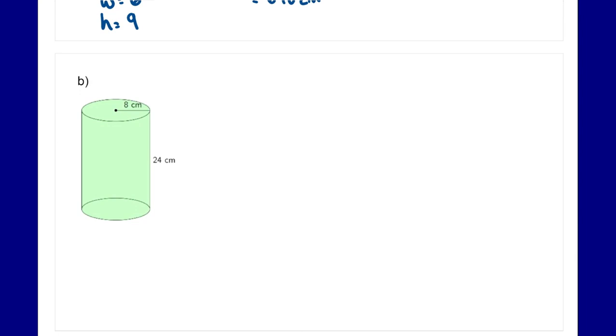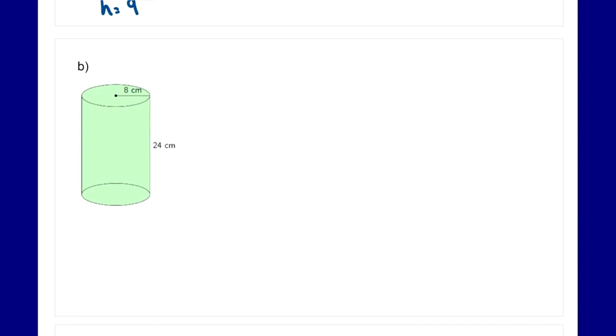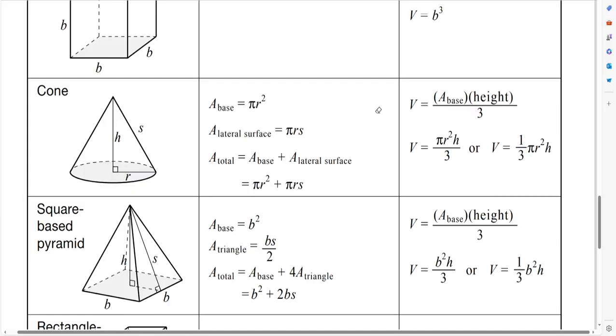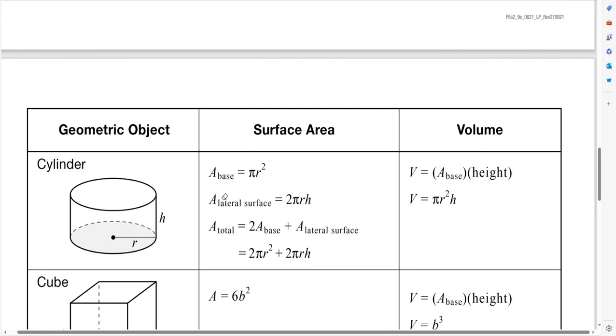For B, we're going to be looking at a cylinder. So a cylinder, let's go back to our formula sheet and scroll up to a cylinder, and we can see this one has a lot more formulas. For surface area, it's telling us that we're basically finding the area of the base, and we're finding the lateral surface area, which is the outside portion or the side of our cylinder. And then for the total, it's 2 times the area of the base, because we have a base at the top and at the bottom, 2 circles. And then the lateral surface, the surface around.